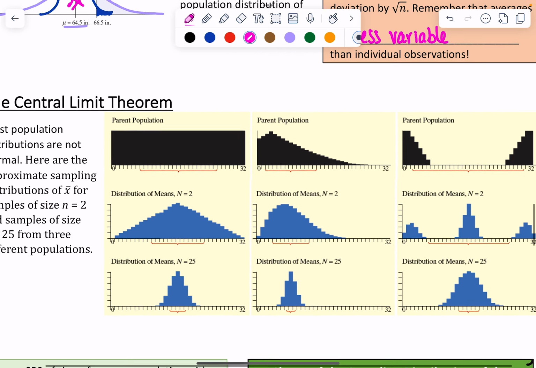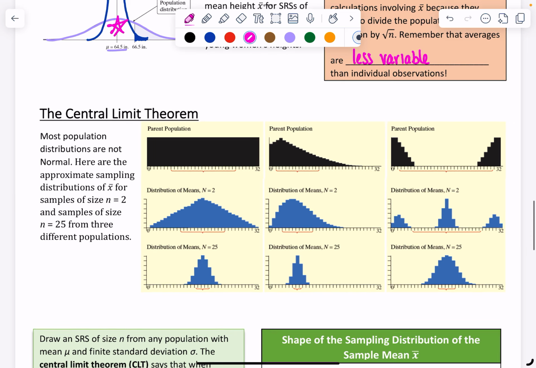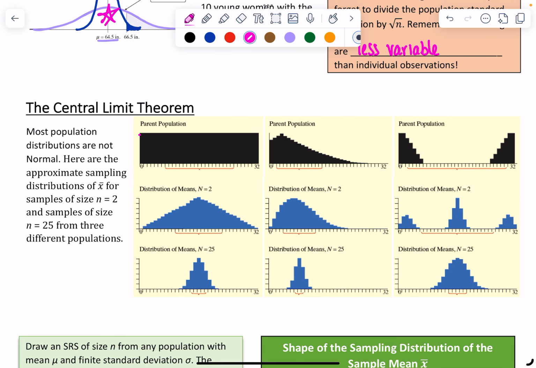All right, now, what if our population is not normal? What do we do? What if our population is uniform? If you have a small sample, like of size 2, you'll see that is not a uniform sampling distribution. If our population was right skewed, again, with sample size 2, still not normal. If our population is whatever that shape is, with a small sample size, still not normal.